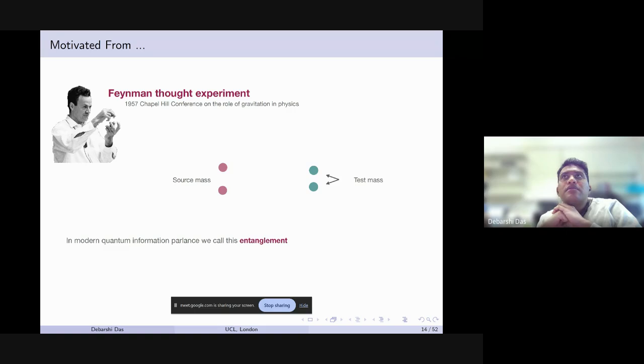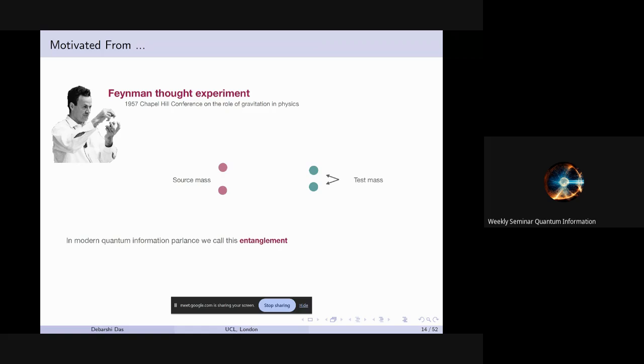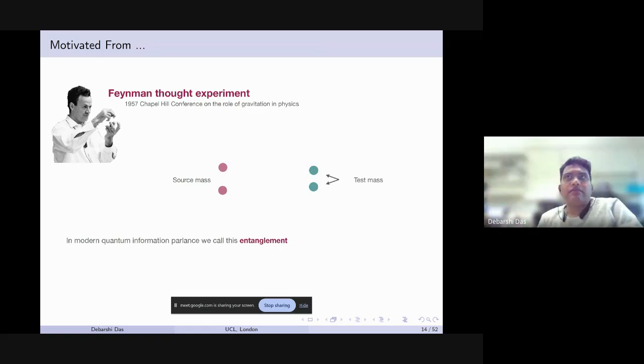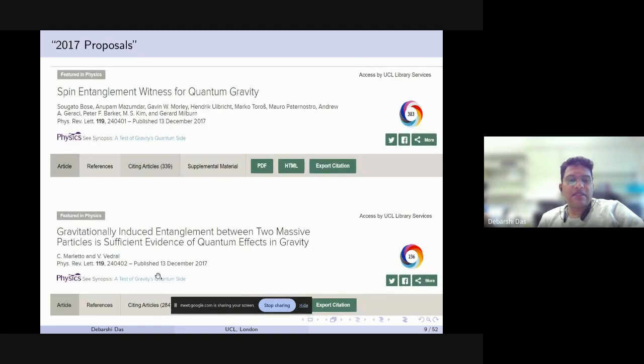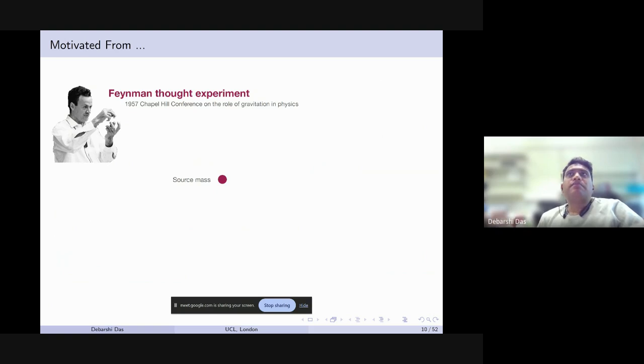In the double slit experiment, the electron actually is in superposition of two paths. That's why you get an interference pattern. How to observe this thing, Feynman did not mention. It was just an idea. So actually, this idea was adapted later by Sougato Bose and his collaborators, and independently by Marletto and Vedral. And they came out with a solid experimental proposal.